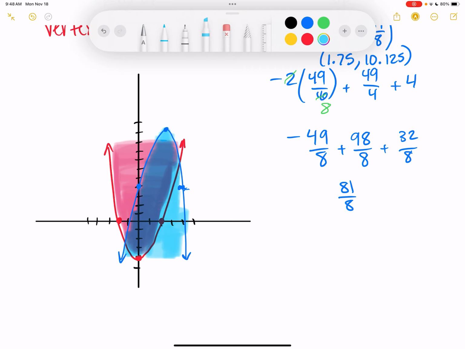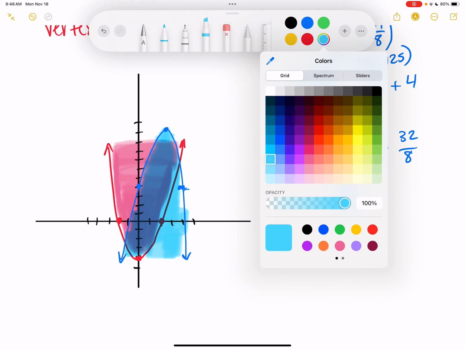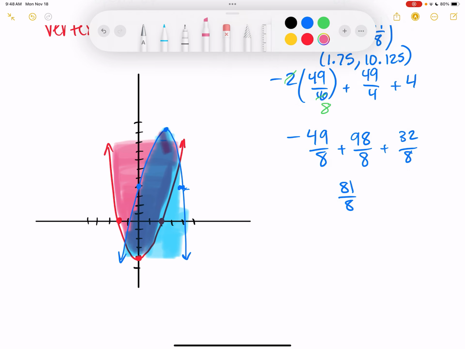Alright, so this overlapped area that has turned purple, I need to go back and fix the top little area here that I missed in my shading. Alright, so your solution is this area in here. So any point in that area is the right answer. Yes, if you plug any point in there, it will be a solution to both.